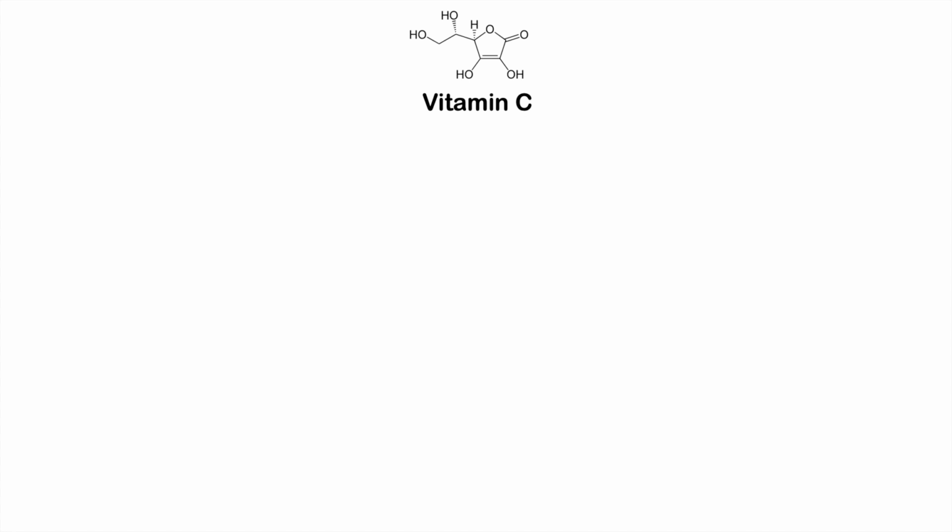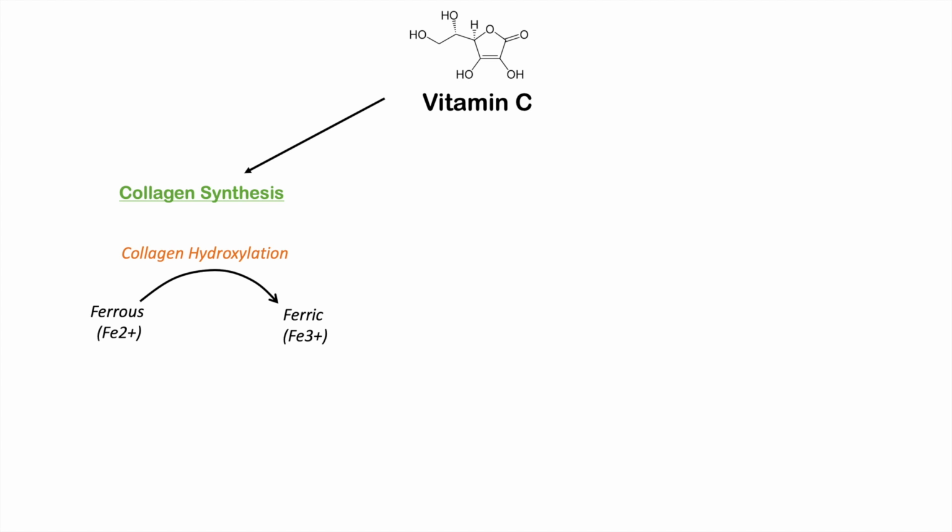So why do we need vitamin C? We talked about those few processes before where vitamin C is required. Vitamin C is required in collagen synthesis. The process of collagen synthesis uses iron, and it actually oxidizes iron from ferrous to ferric, so Fe2+ to Fe3+, through a hydroxylation reaction. And vitamin C actually acts as a reducing agent, so it reduces Fe3+ to Fe2+, so ferric back to ferrous ion.